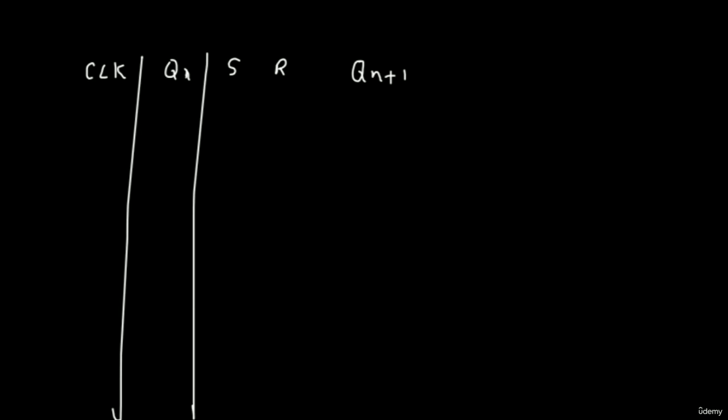Clock, Qn, SR, or RS, it doesn't matter, as I told you, and Qn+1. So Qn+1 is the next state, and Qn is the present state. With all that said, let's draw the lines so that we can learn the things in a great way.